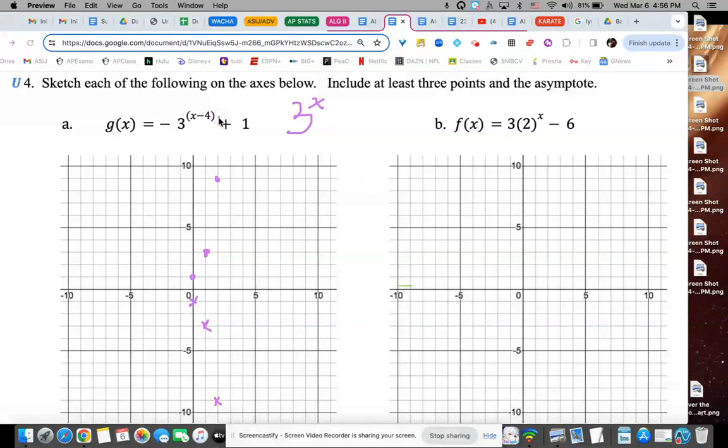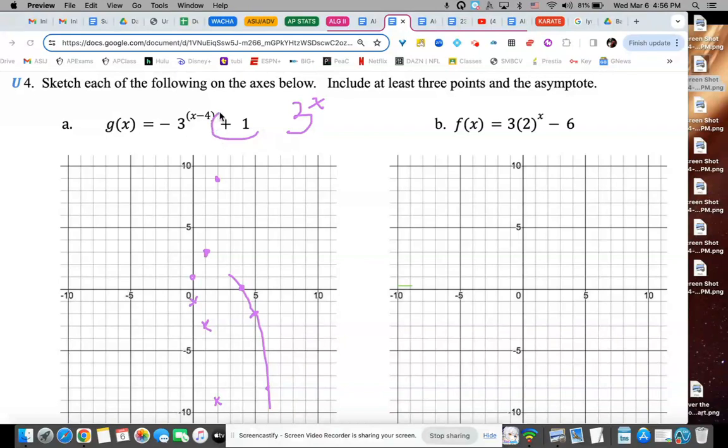All right, now we're going to shift all those points to the right 4 and up 1. So let's take these x's and go to the right 4. 1, 2, 3, 4, up 1. And this is going to be my final point. Okay, let's take this point. 1, 2, 3, 4, up 1. This point. 1, 2, 3, 4, up 1. There we go. So I have these 3 points like this.